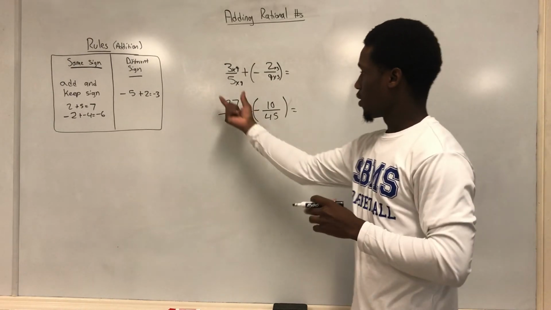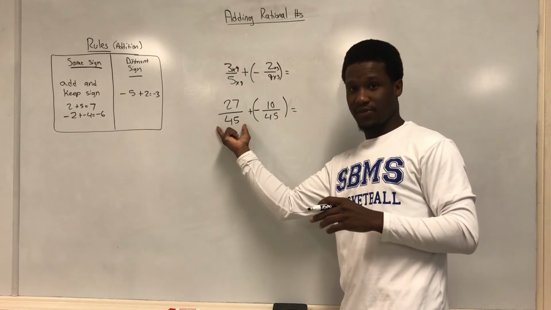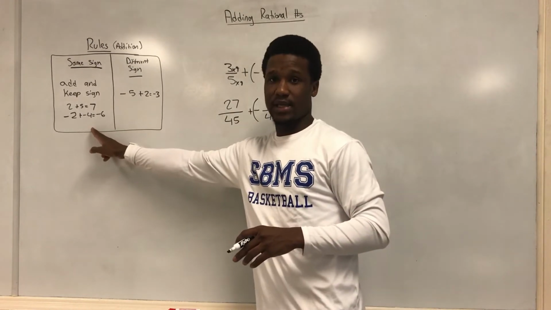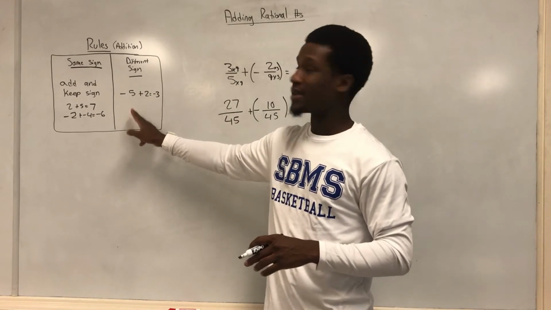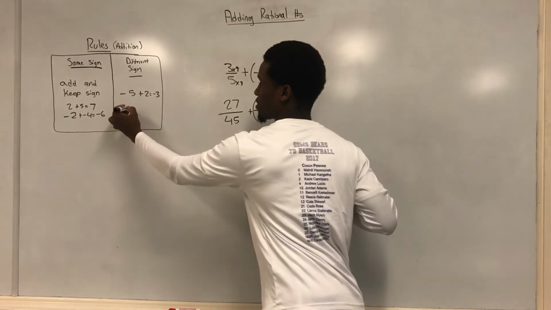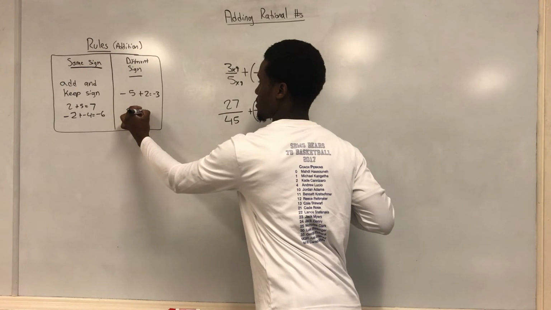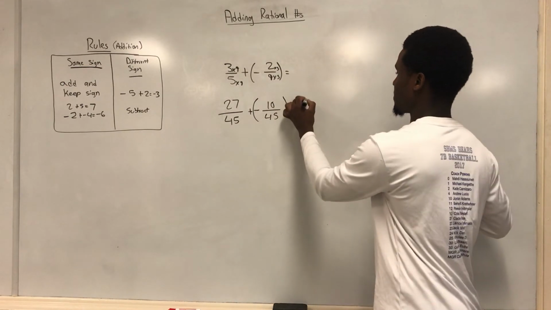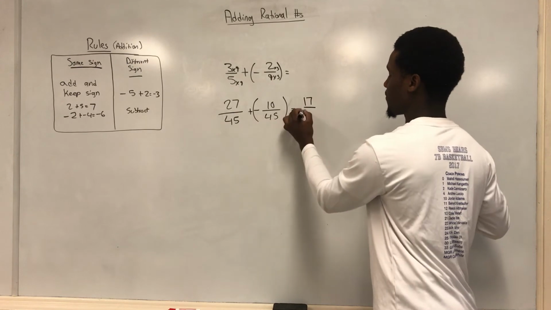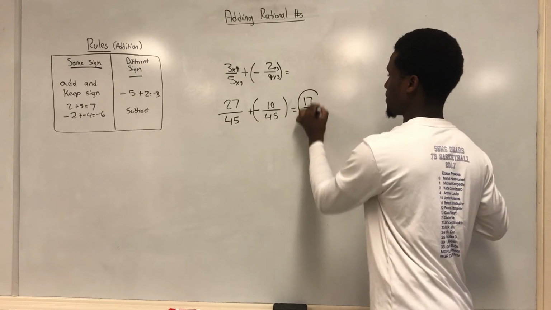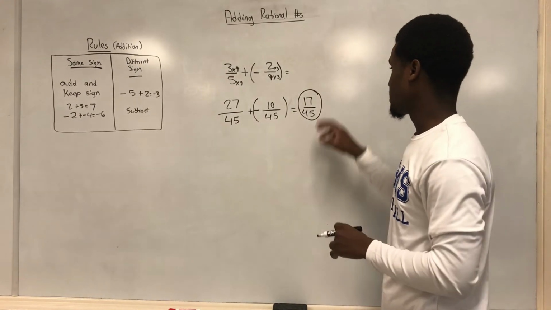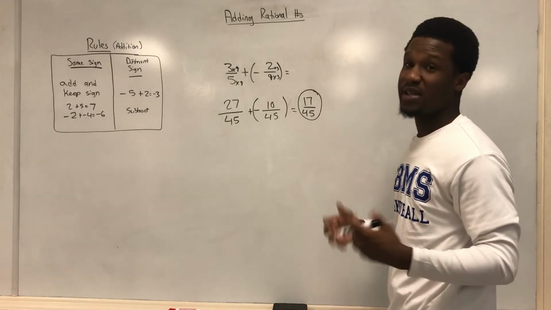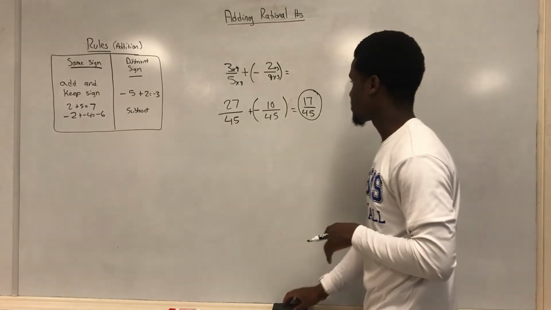Now, if we look at it, I have a positive number and I'm going to add a negative number. Now, which rule is that? Is that the same sign rule or the different sign rule? That's the different sign rule, so I have to subtract. So 27 minus 10 is going to be equal to 17. And then the denominator 45 is the same. So my answer is going to be 17 over 45. I can't really do much. It can't be simplified, so this will be my final answer.